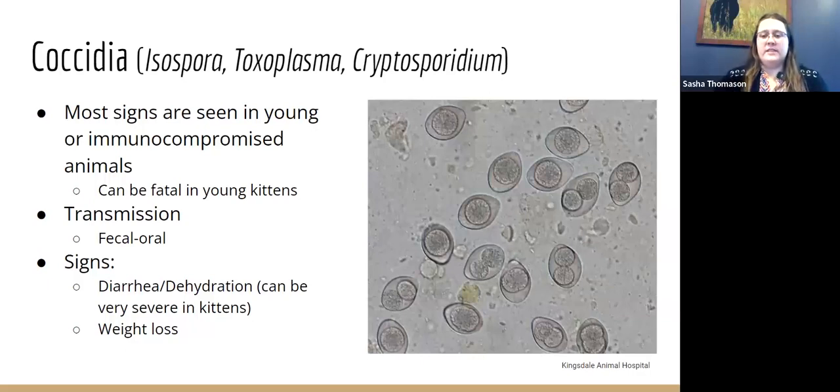And then your signs are going to be diarrhea and dehydration, and diarrhea due to coccidia generally has a pretty distinctive smell. I don't really know how to describe it, but when you smell it, you're like, that's coccidia. But it can be severe enough diarrhea and dehydration leading to weight loss to be fatal in young kittens due to not being able to keep weight, being too dehydrated, things like that.